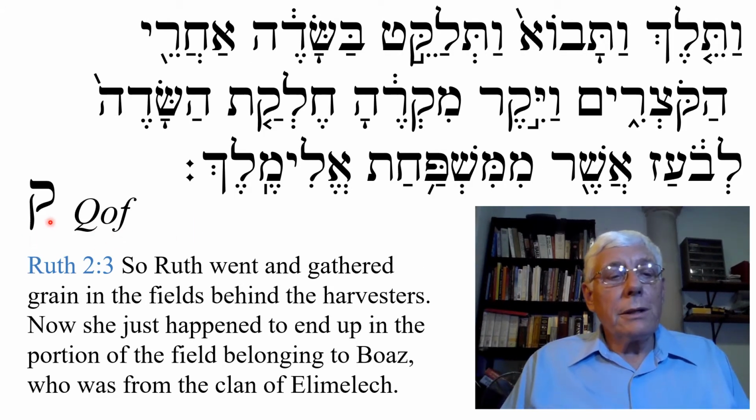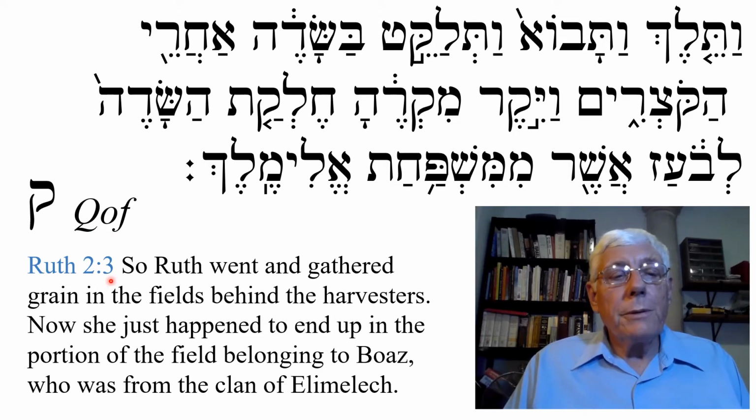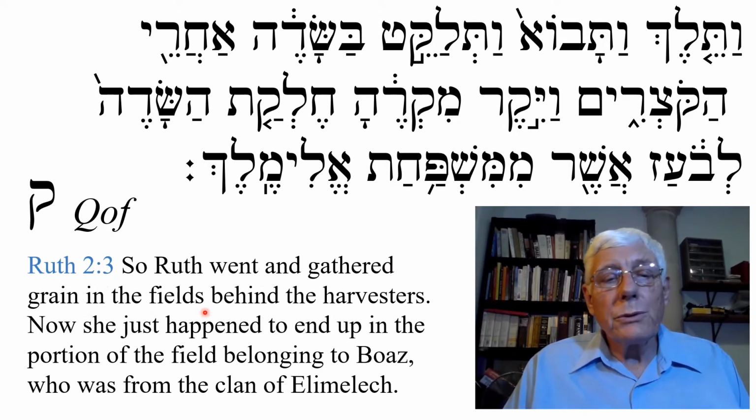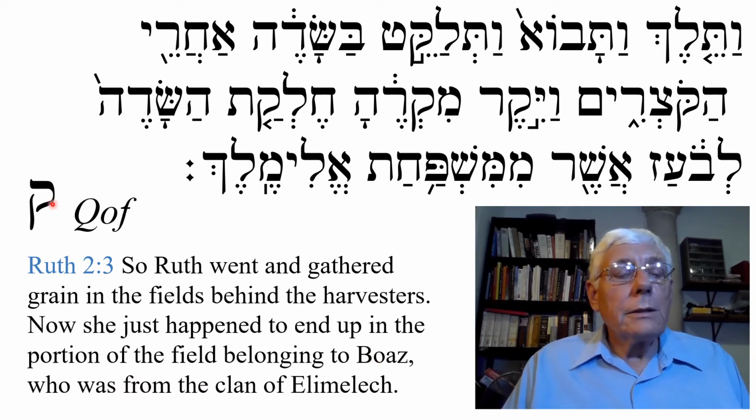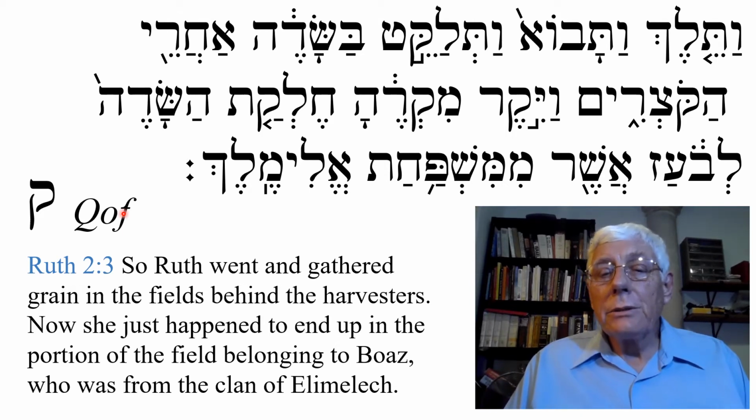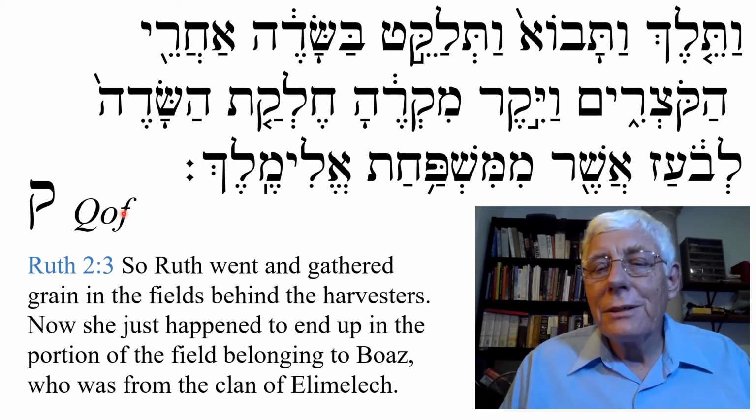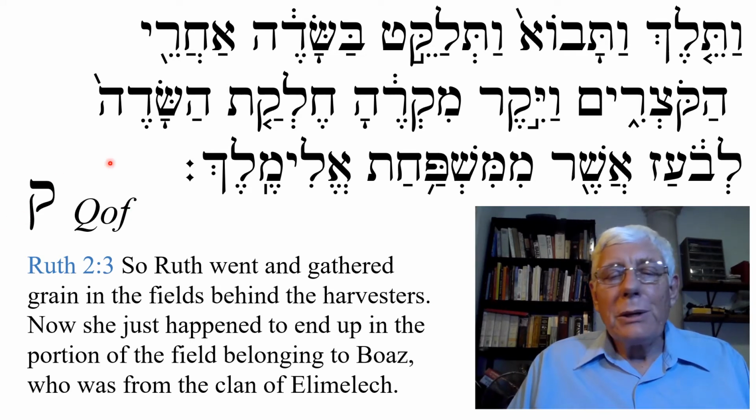Okay, Kof. This letter here, we've got Ruth 2 verse 3. And so Ruth went and gathered grain in the fields behind the harvesters. Now she just happened to end up in the portion of the field belonging to Boaz, who was from the clan of Elimelech. Okay, and it's very interesting because each spot where this Kof appears in the passage, something is related to how it's all tied together. Okay, this is one of the nice things about having Hebrew. It all seems to tie together. Okay, that's Kof.